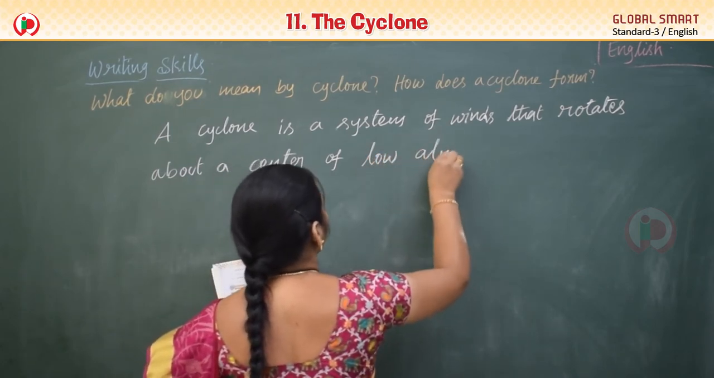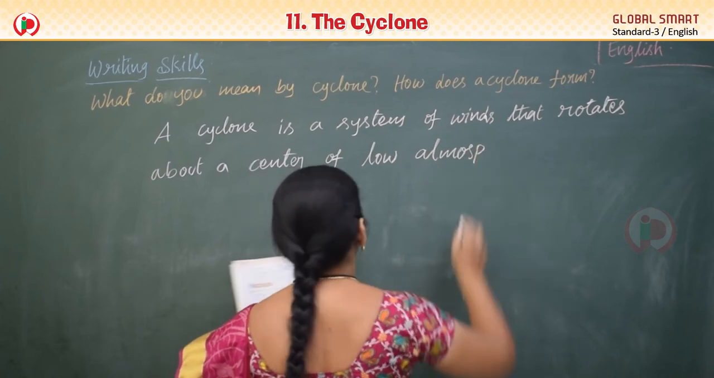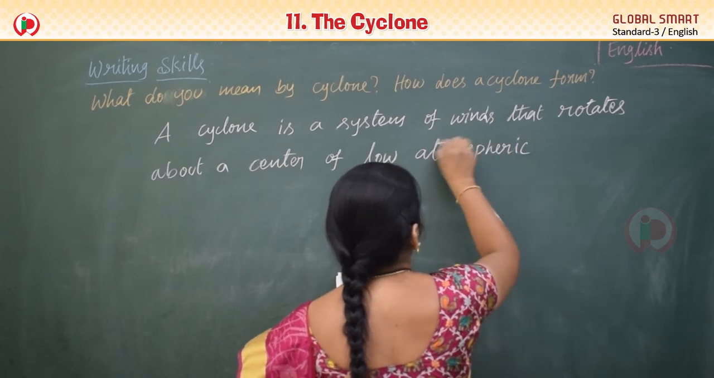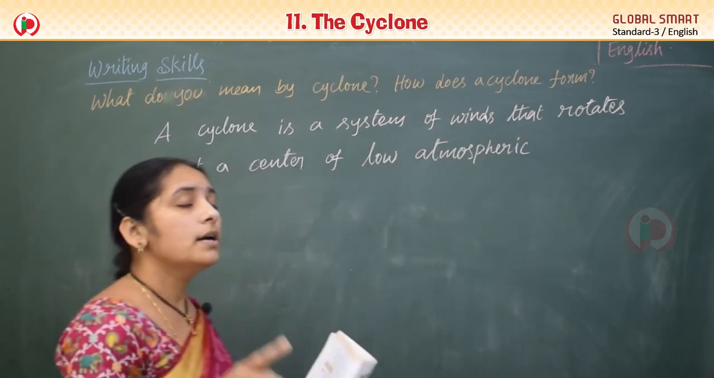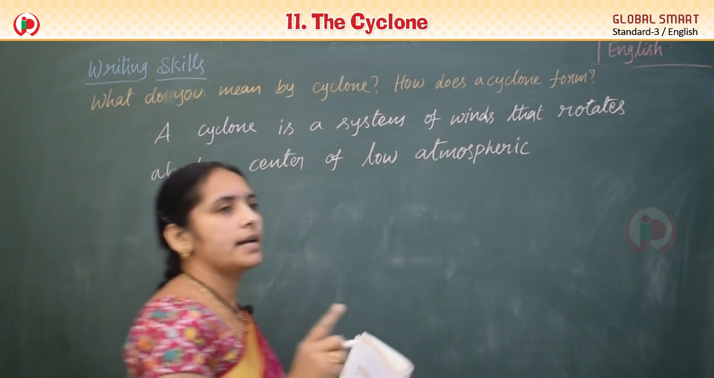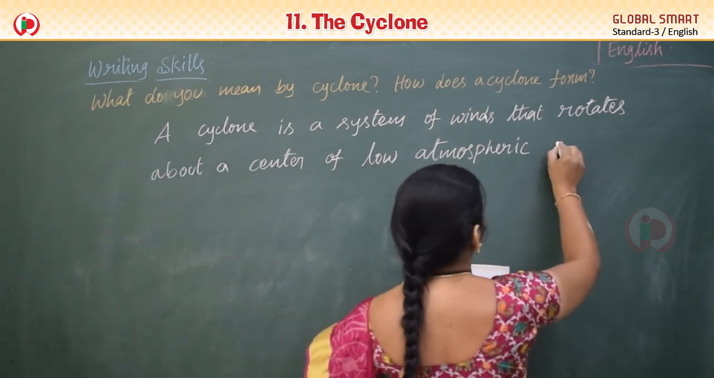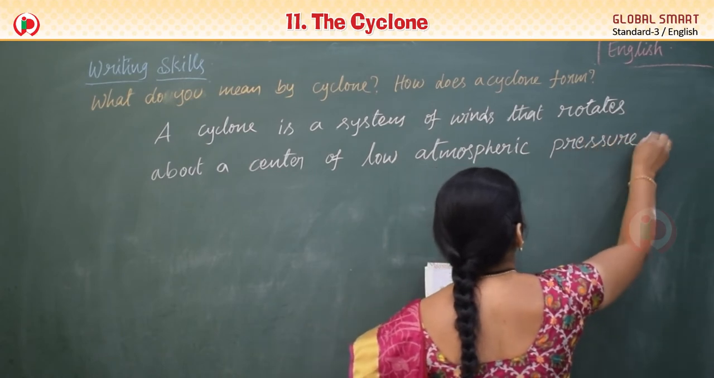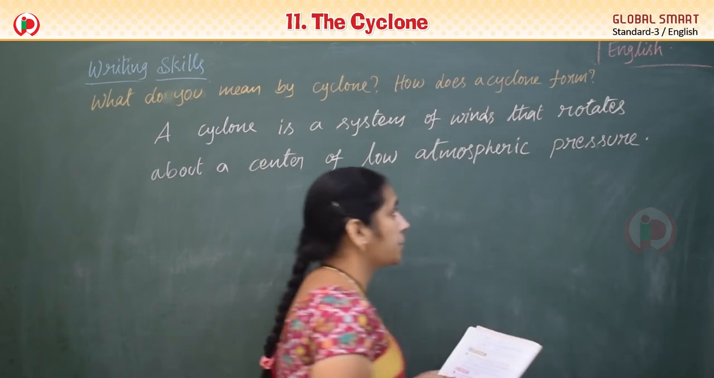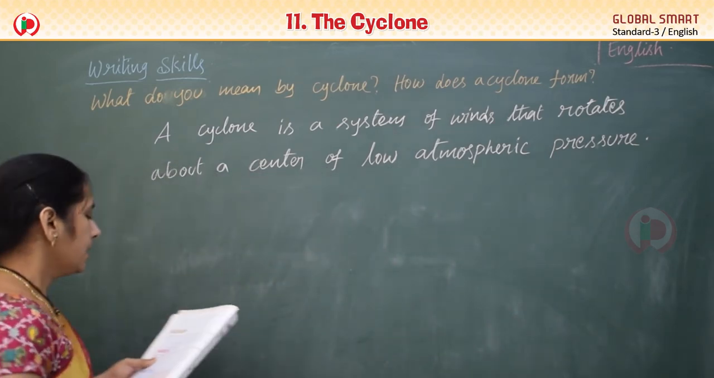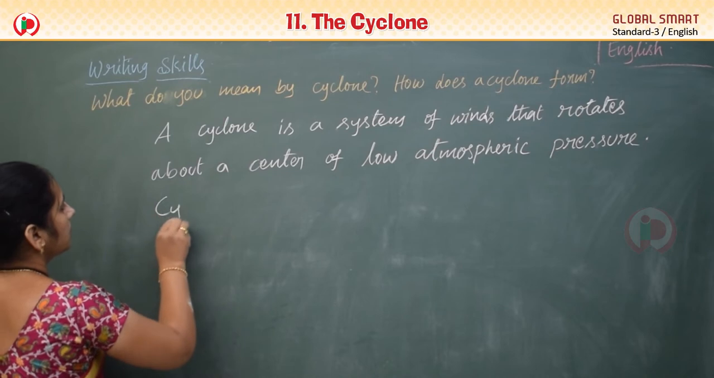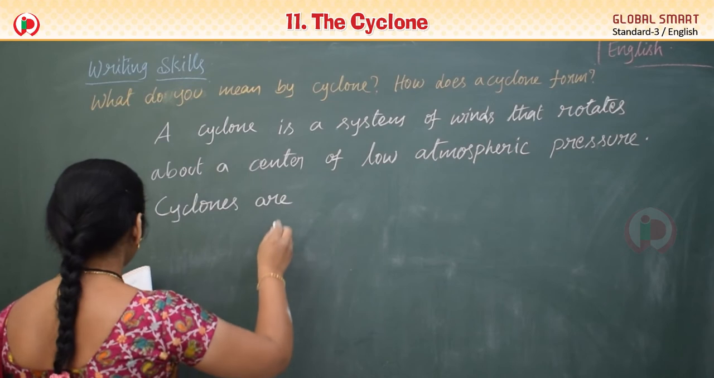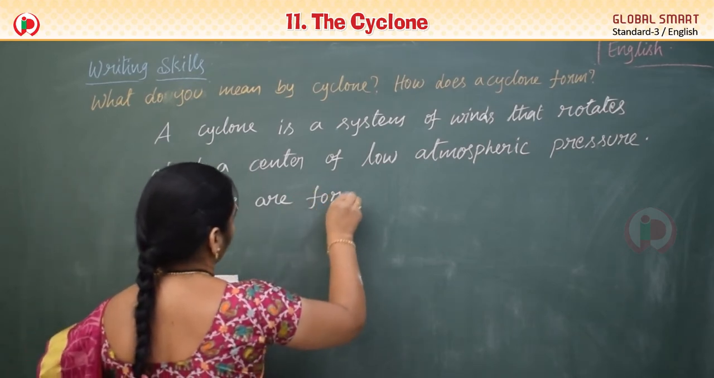Low atmospheric. A-T-M-O-S-P-H-E-R-I-C, atmospheric pressure. P-R-E-S-S-U-R-E, atmospheric pressure. Okay, and so cyclones are formed.